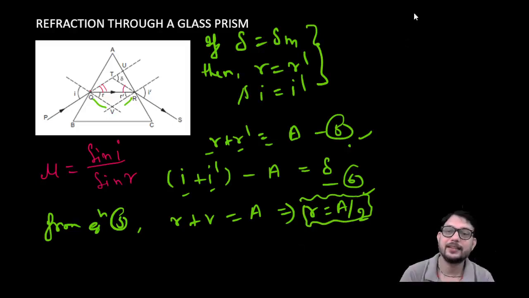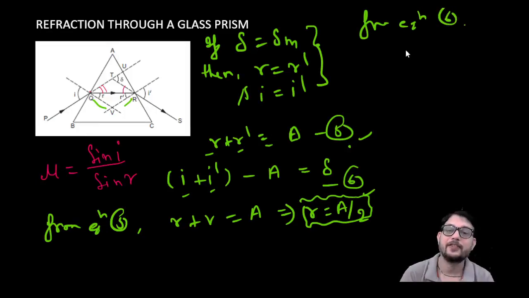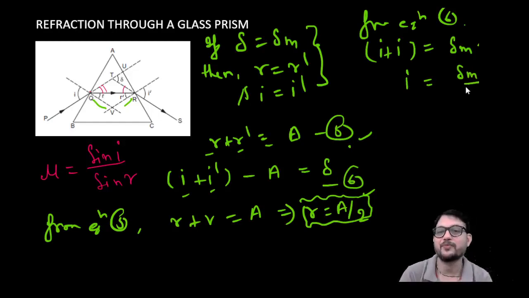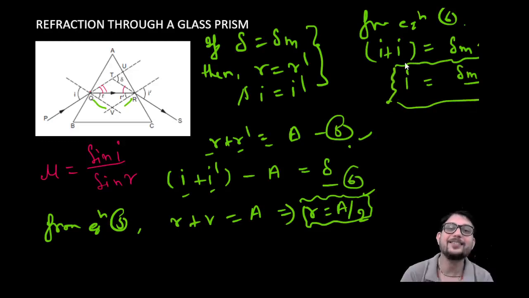And here from equation number 6 we have I plus I, that will be delta m plus capital A, because in place of delta we write delta m. So we can write that I will be equal to delta m plus A by 2. So here we get the final values of the angle of incidence and the angle of refraction that we were in need of.